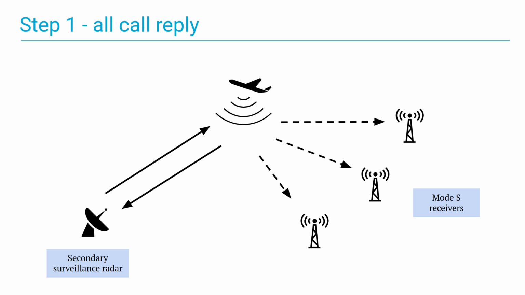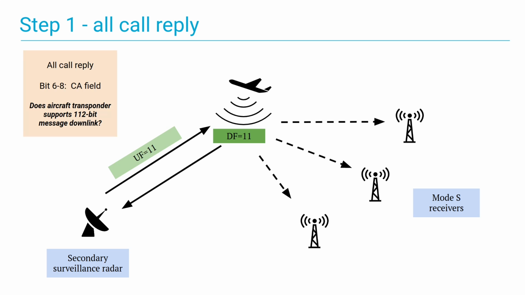The all-call reply is designed just to do that. It has an uplink and downlink format of 11, and in the reply message, a capability report field or CA field indicates whether the transponder supports 112-bit downlink as opposed to the old 56-bit downlink. If the aircraft does support the 112-bit downlink, perfect.